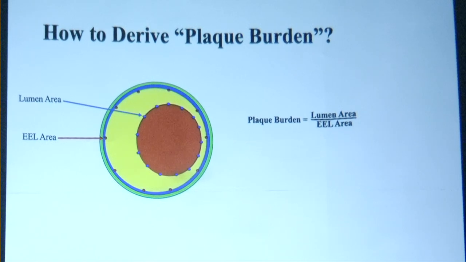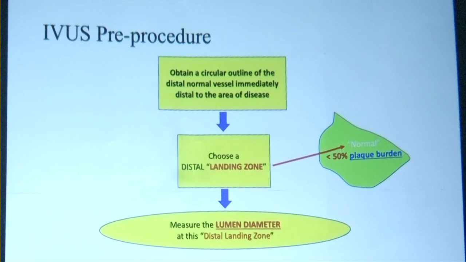EEL area, lumen area, divide the lumen area by EEL area, and whatever percentage you get is your plaque burden. That should be less than 50% for choosing the landing zone. Measure the lumen diameter at the distal landing zone. Now, lumen diameter versus EEL diameter is a matter of discussion.